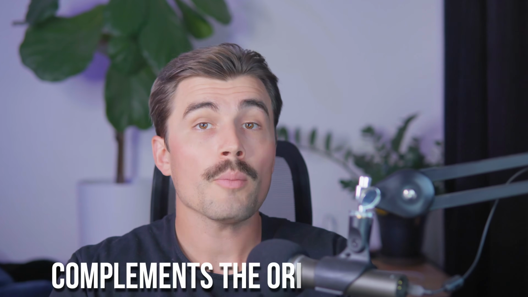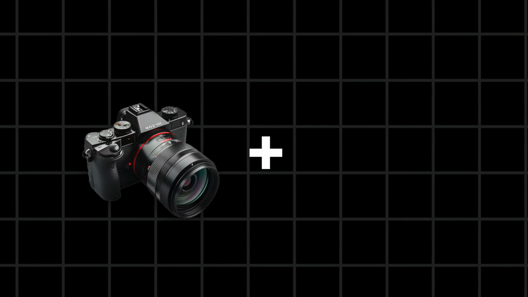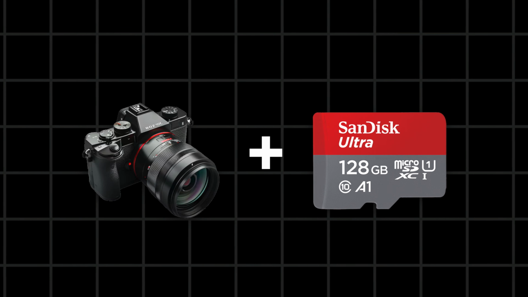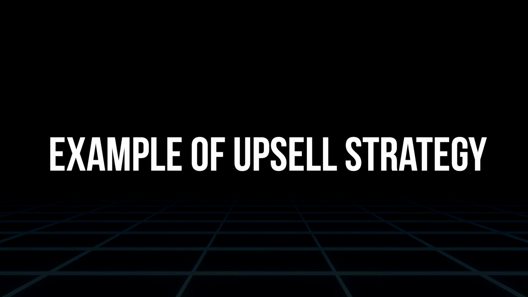The key to a good upsell is offering a product that complements the original purchase. For example, if someone buys a camera, offering an extended warranty or a set of accessories as an upsell makes sense here. Examples of upsell strategy.